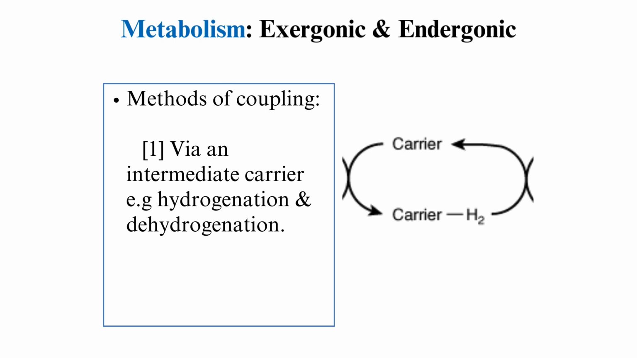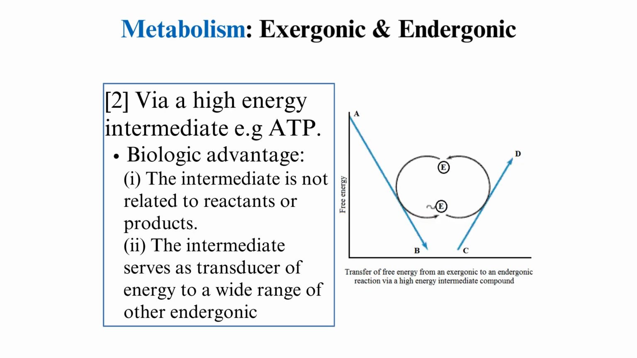Methods of coupling can be either by an intermediate carrier, for example in the hydrogenation and dehydrogenation reactions, where the carrier will shuttle the hydrogen ions between the two processes. Or the coupling could be through a very high energy intermediate like ATP.